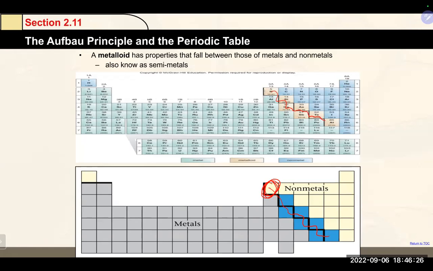And it makes sense based on their location. We have metals heading towards non-metals, sort of our transition point. So these guys can fall on either side of the staircase in terms of their properties as you go through it.